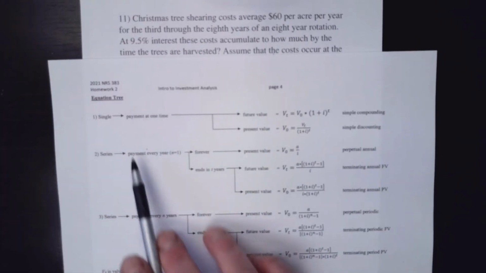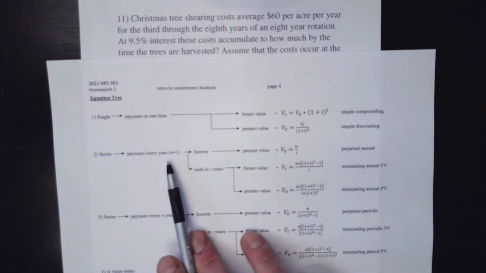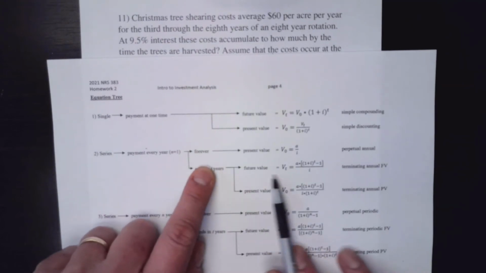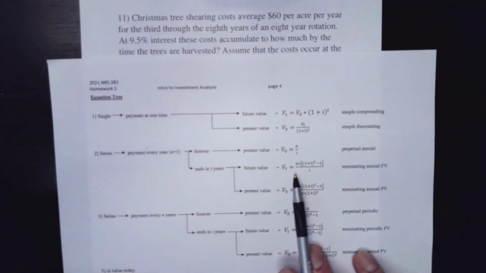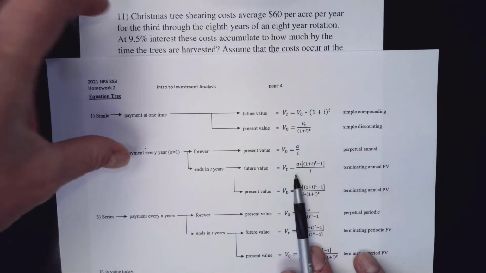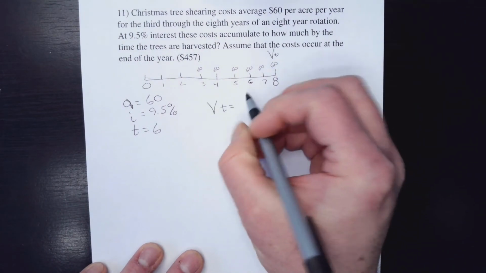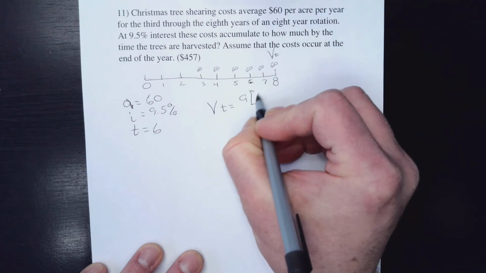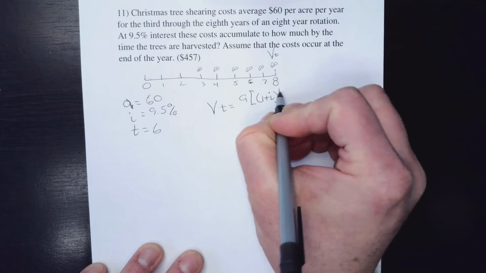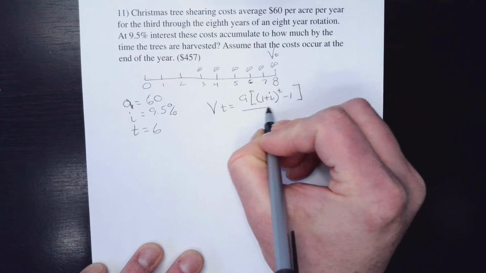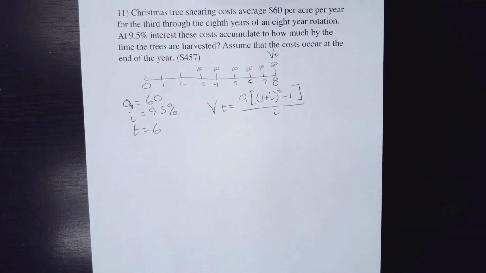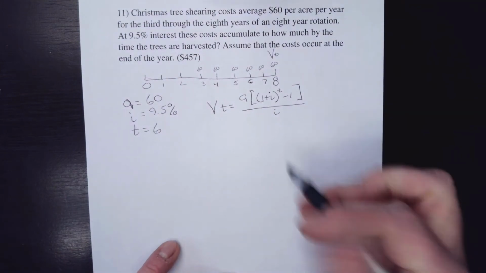So if we look at our equation, we have not a single payment but a series. It happens every year, it ends in T years, and we want the future value because we're trying to get that VT out in the future. So let's put our equation here. VT equals A times (1 plus I to the T minus 1) over I. That's the critical part of following. The rest is just a plug and chug thing.